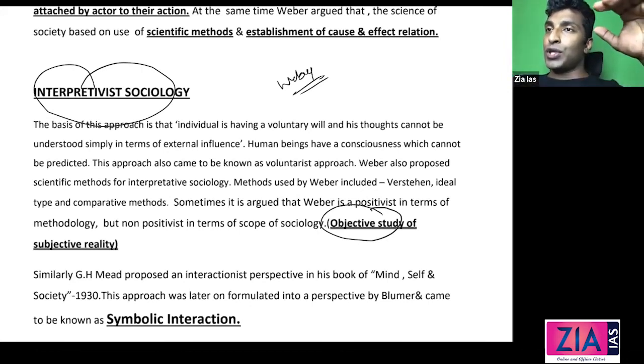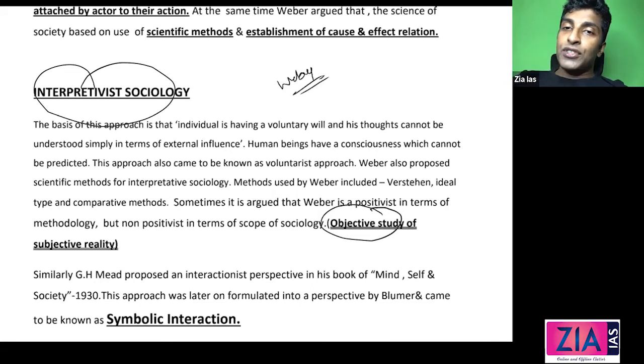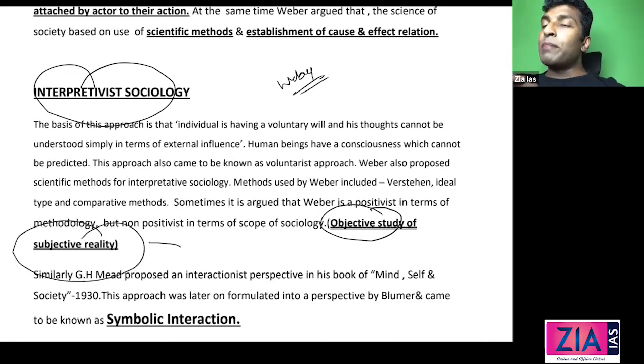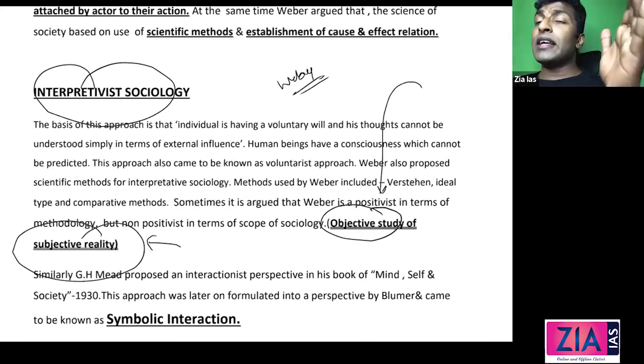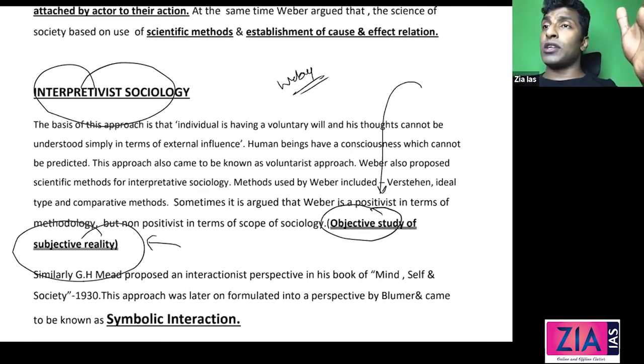What is interpretive sociology? The subject matter has changed. It is becoming internal, based on a micro approach. But the way you study, it is similar to positivist, objective. So interpretive sociology by Weber is considered to have bridged the gap between positivist and non-positivist. Why? What you study is related to non-positivist, the internal aspect. How you study is related to positivist. If you have this much clarity, then you will not face any problem, right?